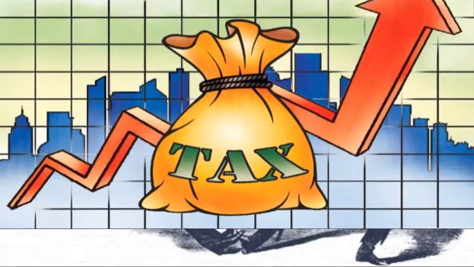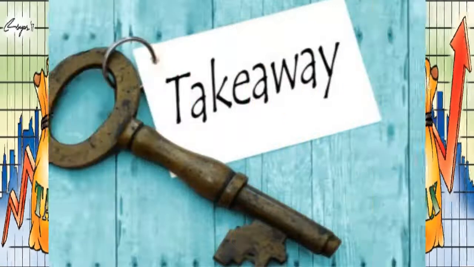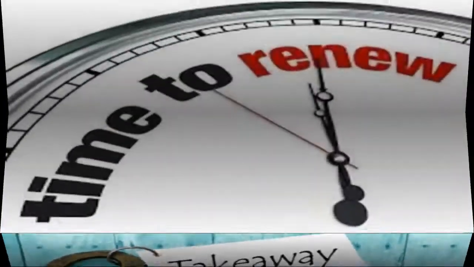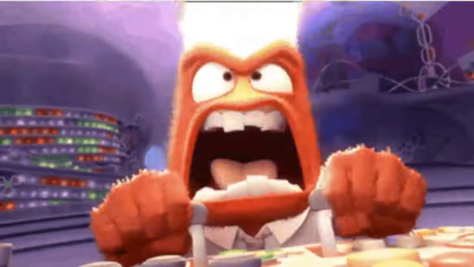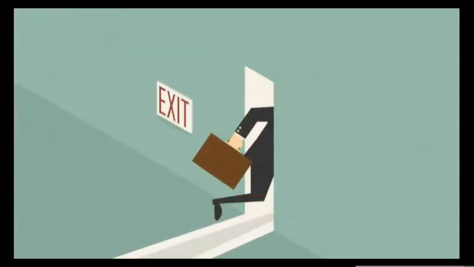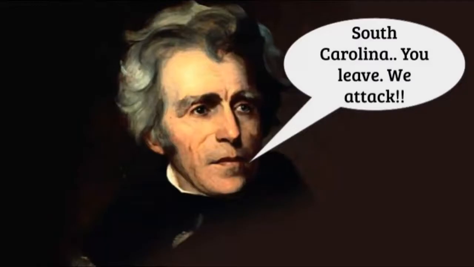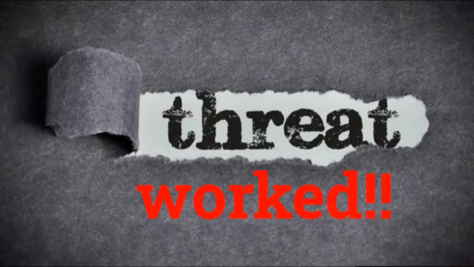The North had a high tariff or tax on goods imported from Great Britain. This upset the South because it took away the profits from the cotton farmers. The northern states dominated the House of Representatives, and they voted to renew the tariff. South Carolina got mad. South Carolina said they would nullify or declare the tariff invalid and possibly secede or leave the Union. President Andrew Jackson said, "If you leave the Union, we will attack." The threat worked, and it kept South Carolina from leaving the Union.